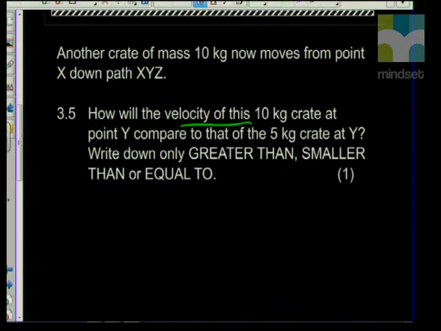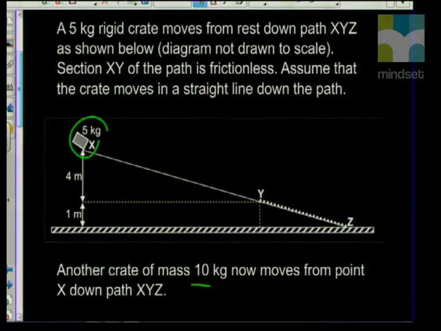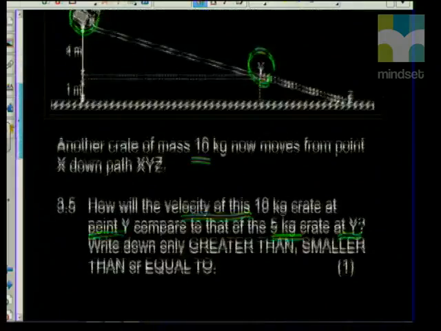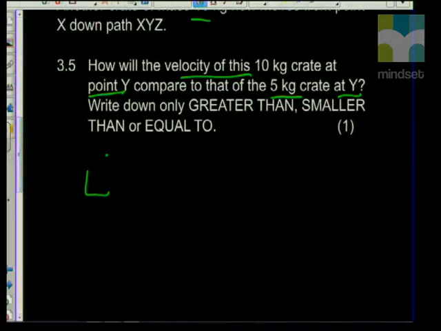The final part of this question is to say, how will the velocity of this 10 kg crate at y compare to a 5 kg crate at y? So if instead a 5 kg or another crate, 10 kg, moves down from x to y, remember that's frictionless. So what do we know about the velocities? Well, they're going to be equal. How do we know? Because there is only the effect of the acceleration due to gravity, and mass doesn't influence that.